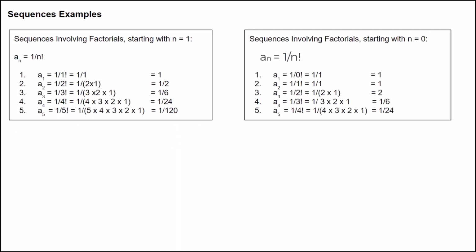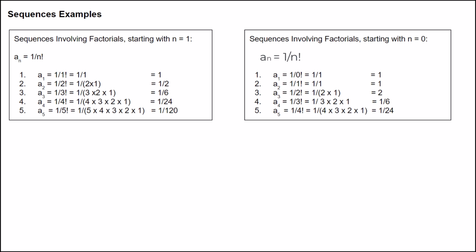Let's take a look at another couple of examples. This time, instead of dealing with sequences where only multiplication and addition are involved, let's take a look at some sequences that involve fractions and factorials. Here we're taking a look at the sequence a sub n is equal to 1 over n factorial, and we're starting with 1. Let's find the first 5 terms of that.